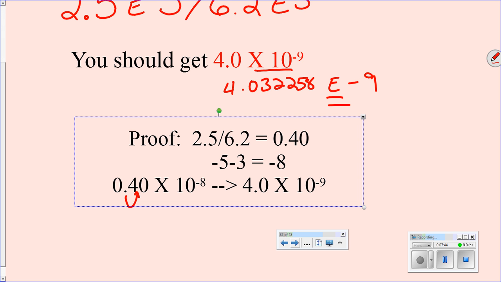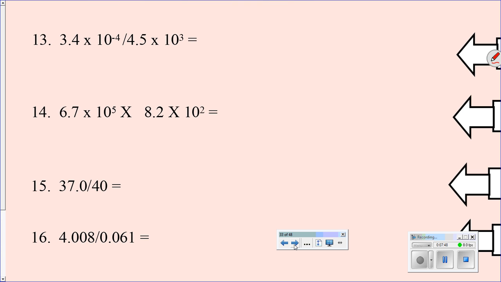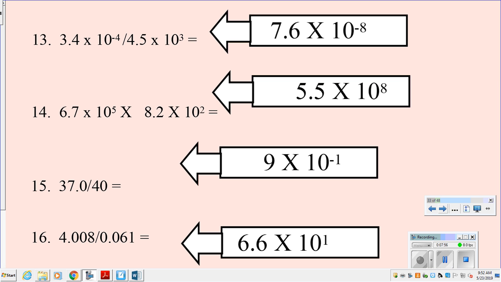If you get very good at plugging these into your calculator and properly using the E, you will not have to prove anything. So I'm going to have you pause the video for a moment, and I'll put the answers to each of these up. All right, so you got 7.6 times 10 to the negative 8. Again, that's going to read as E negative 8. For number 14, 5.5 times 10 to the negative 8.